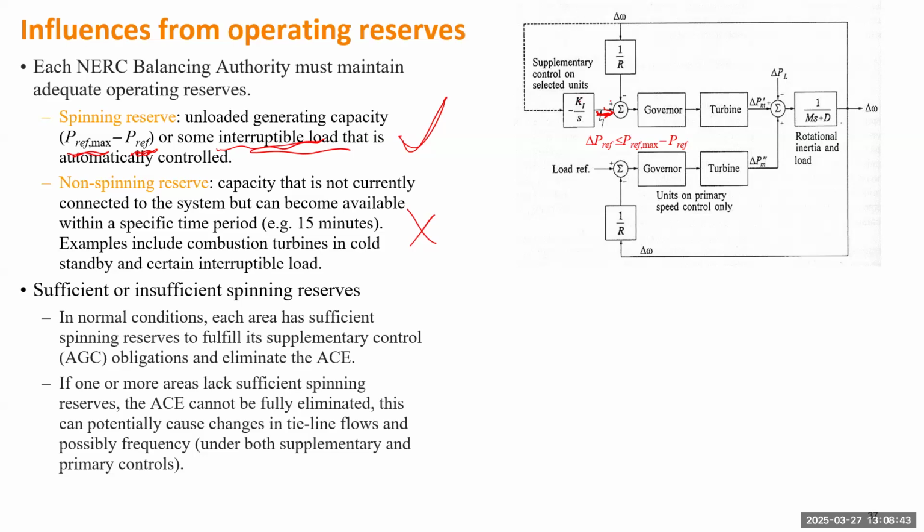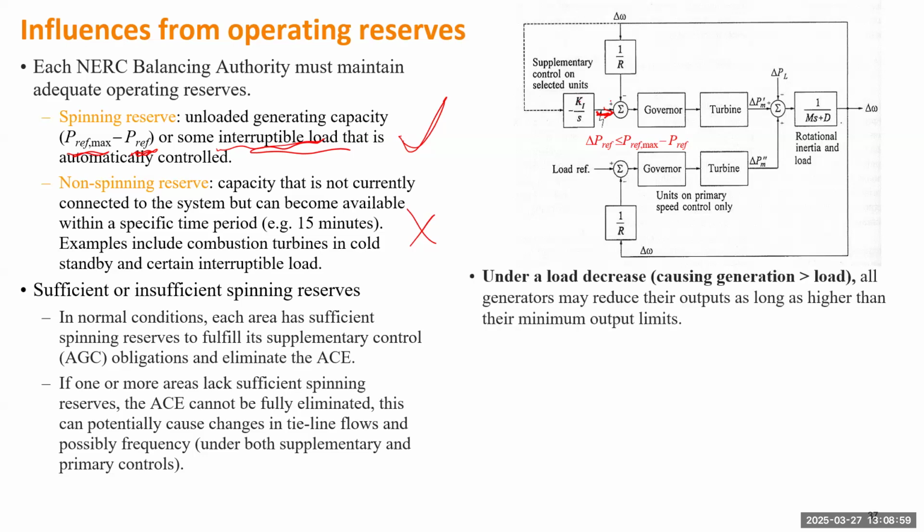Whatever ACE you define, that is a linear combination of the frequency deviation and tie flow change, so that part cannot go back to zero. So there will be some change in frequency or tie flow. Then to consider the spinning reserve in our calculation, to determine the new tie flow and the frequency deviation, we have to consider two different scenarios.